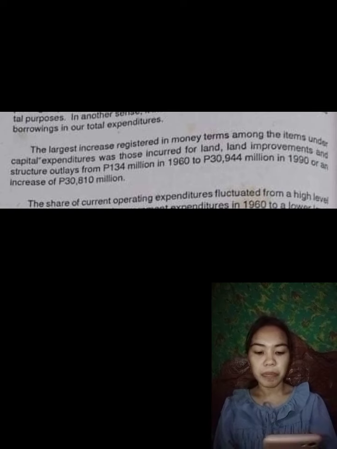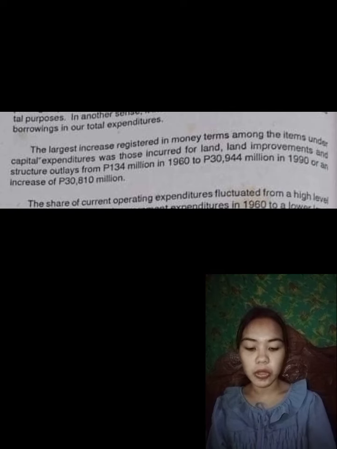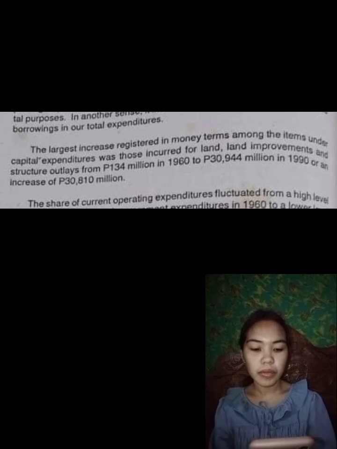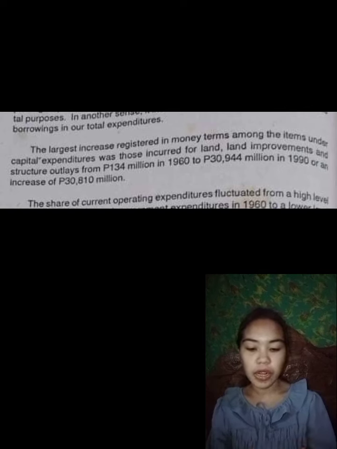The share of current operating expenditures fluctuated from a high level of 82.9% of national government expenditures in 1960 to a lower level of 79.0% in 1990, and peaked in 1966 at 89%. The decreases in the share of current operating expenditures result in a corresponding increase for capital expenditures.